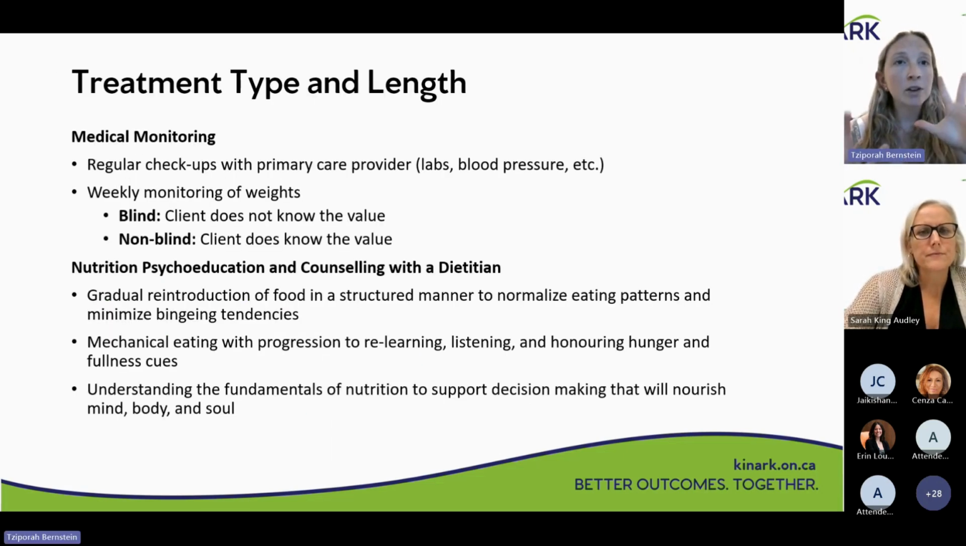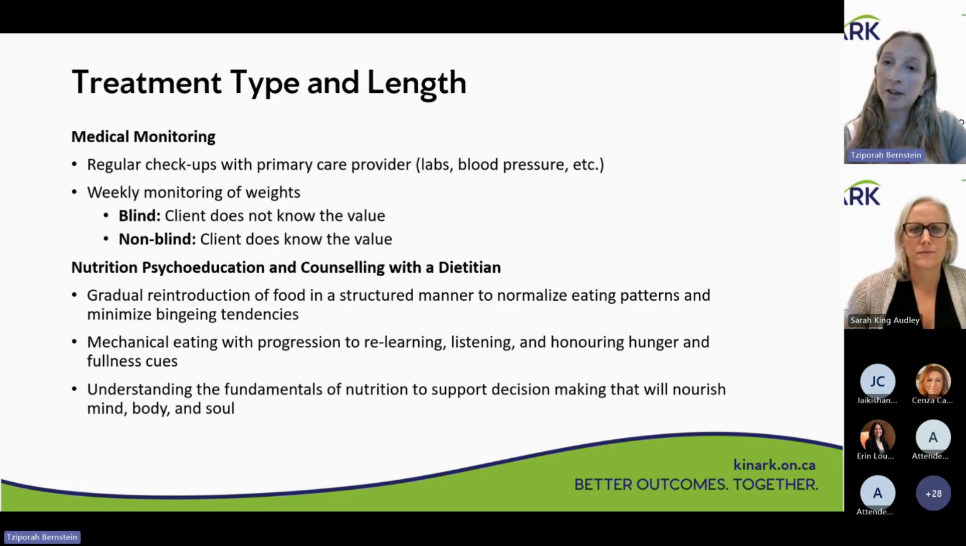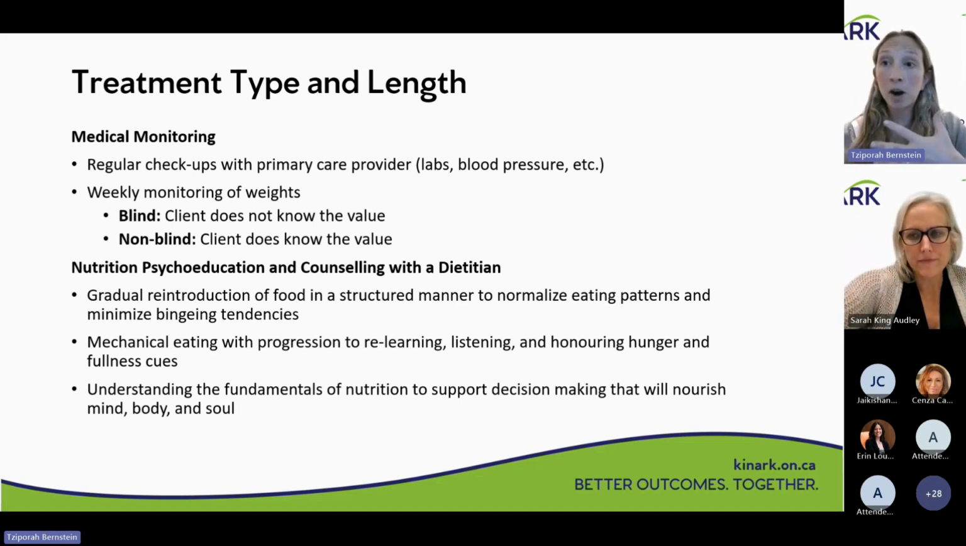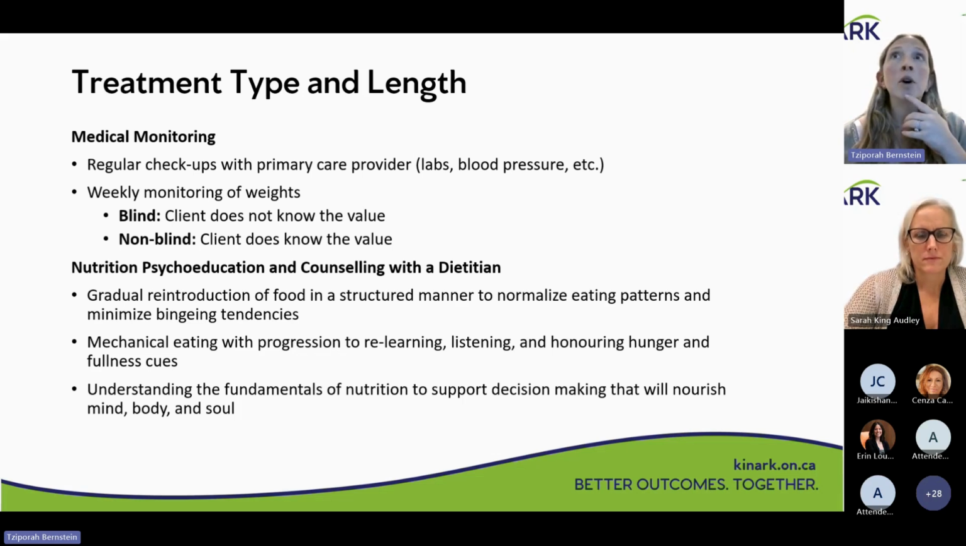So there's different treatment types and lengths, of course. And like Sarah said, it's a multidisciplinary team, making sure there's comprehensive assessment and comprehensive treatment. So medical monitoring by a primary care provider, or maybe there's a nurse in a program, depending where you are, making sure that lab work looks good. So looking at maybe some vitamin and mineral deficiencies. What about your electrolytes? Making sure those are all in good standing.